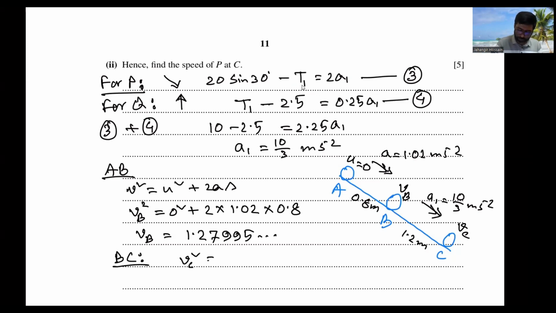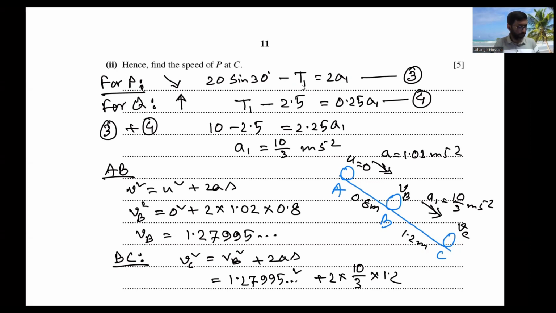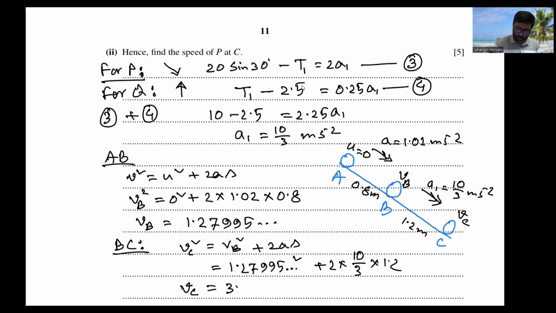Then consider the BC segment. Again, VC squared equals VB squared plus 2as. VB squared, 1.27995 squared, plus 2 into 10 by 3 into 1.2. So that will be the speed at C, which is 3.10455, so 3.10 meters per second. That's the speed when the particle reaches point C.